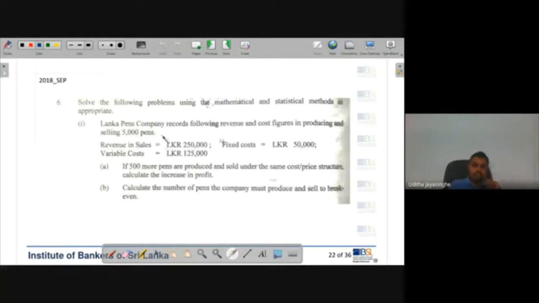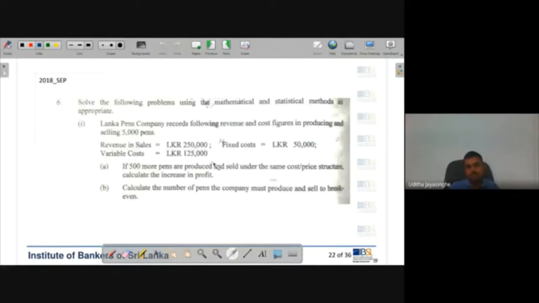Lanka Pens Company records the following revenue and cost figures in producing and selling 5,000 pens. At 5,000 quantity, these numbers are given. What is the revenue? 250,000. So you can calculate the selling price quickly, 250,000 divided by 5,000. Fixed cost is an important figure. Fixed cost is given as 50,000 rupees.